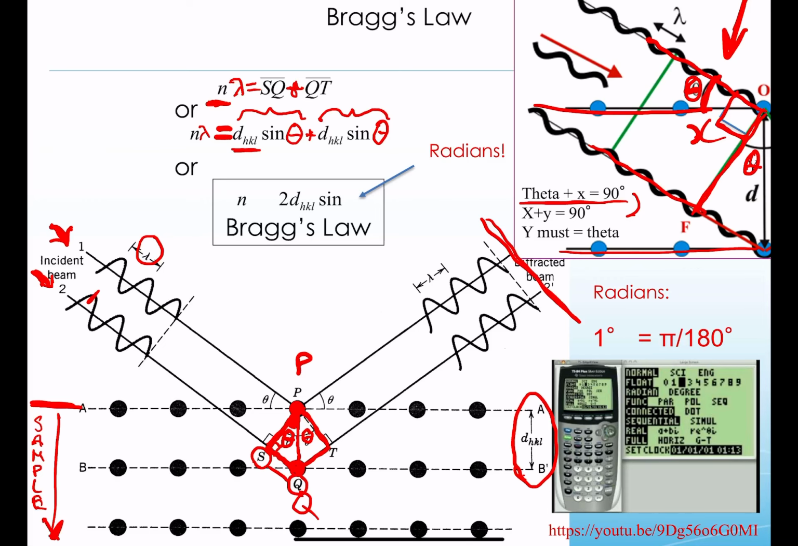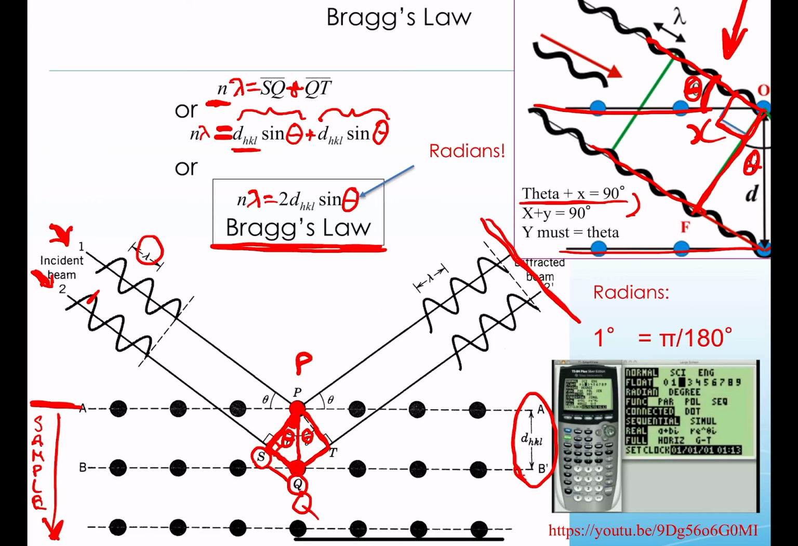Okay, and of course that's the extra distance, and that must be equal to n lambda. So rearranging this and simplifying the equation, we end up with what is called Bragg's law, which is n lambda is equal to 2d sine theta. Okay, d is of course specific to the set of planes we're considering, and it will be different for every set of planes that might exist in a crystal. Okay. So that's Bragg's law. n lambda is equal to 2d sine theta.